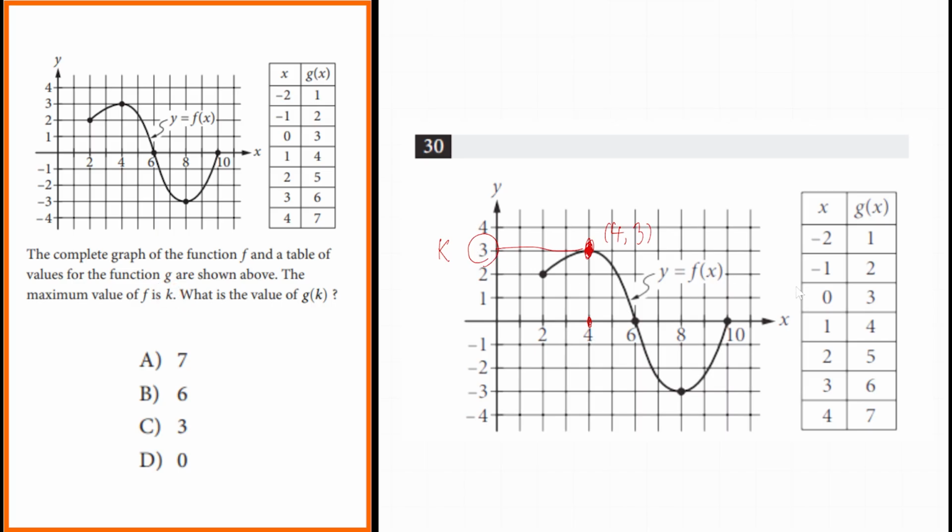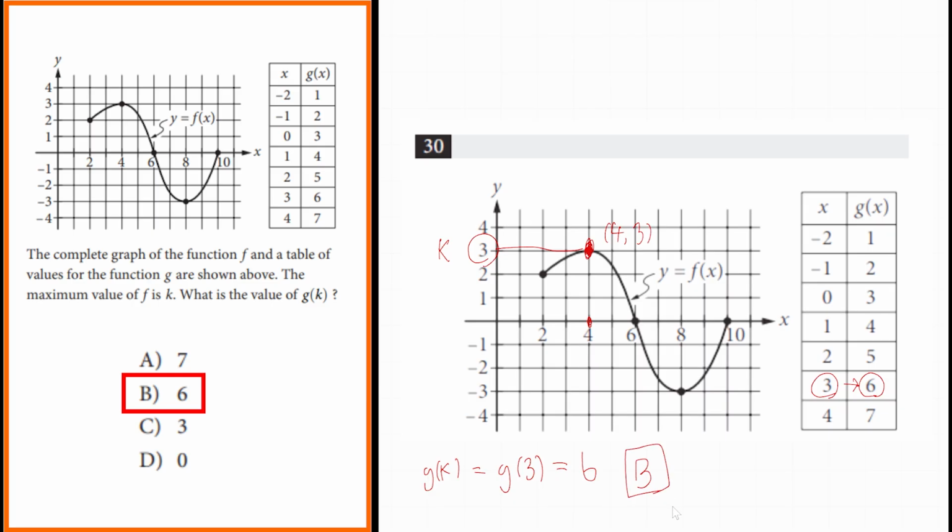So now if we take that k value and plug it in to our g function, that is the same thing as g of 3, which we come over to our table. If we plug in 3 here, we get 6 here as our output, which means that g of 3 equals 6. And 6 is our final answer, in other words, option B. So that is the final answer.